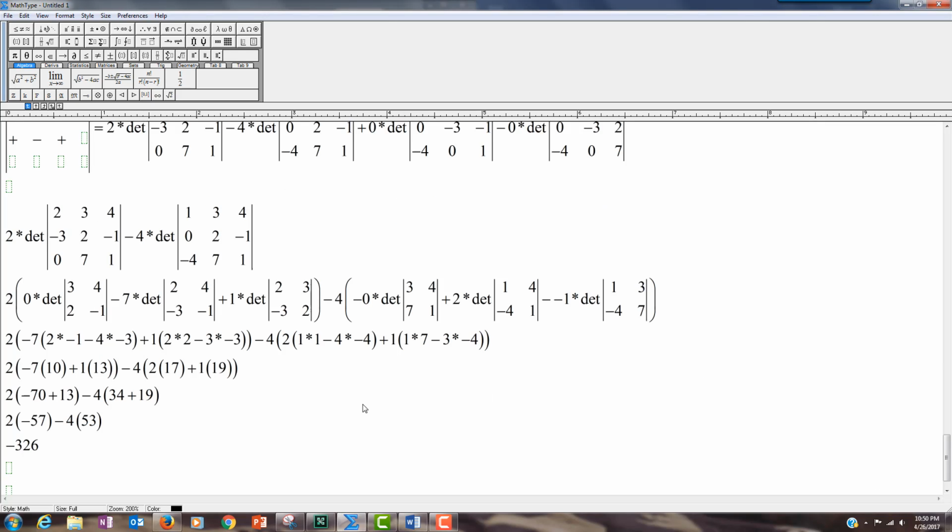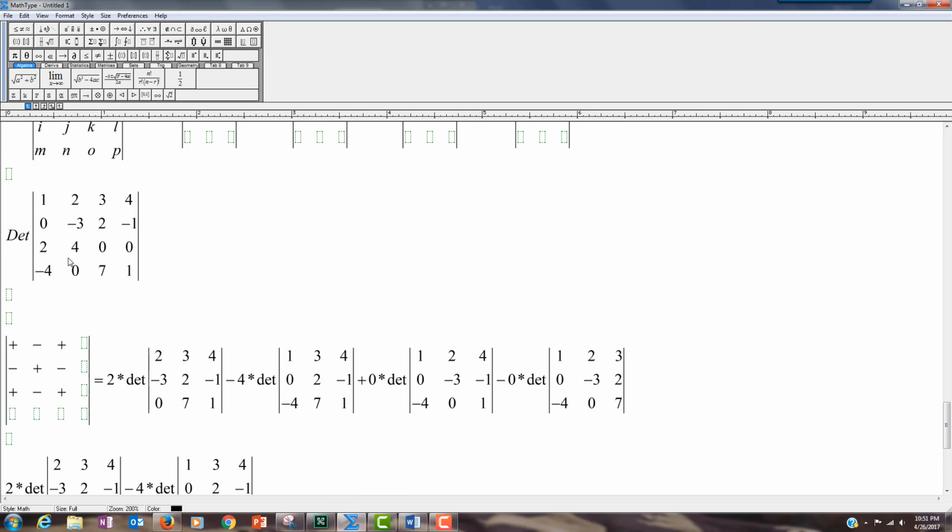Okay, so I'll kind of let you check the numbers here and just confirm that I didn't make a silly mistake, but 2 times -1, subtract 4 times -3 should give you 10. 2 times 2 is 4, plus a 9 should give you 13, etc., etc. All right, so when you distribute, multiply, carry it all out, you should end up with -326, which is the determinant of the original matrix. So hopefully this helped.